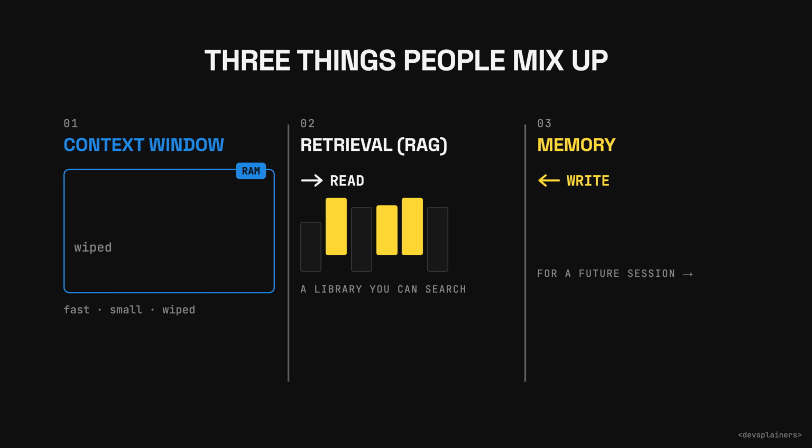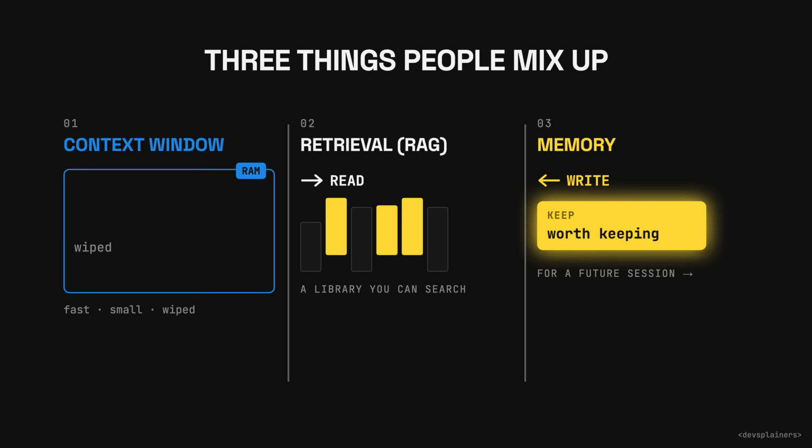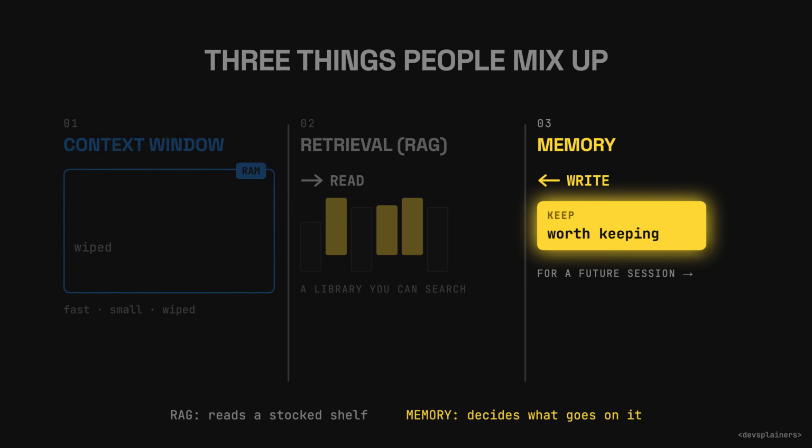Memory is the part that writes. It watches what happens, decides something is worth keeping, and saves it so a future session can use it. That last one is where the real work lives. RAG reads from a shelf someone already stocked. Memory decides what goes on the shelf and what gets pulled back off when it turns out to be wrong.